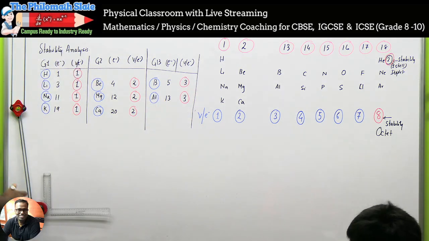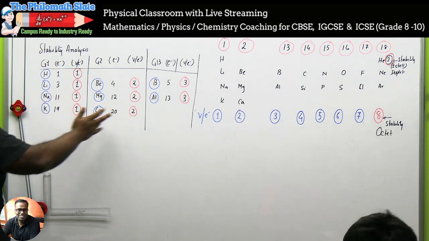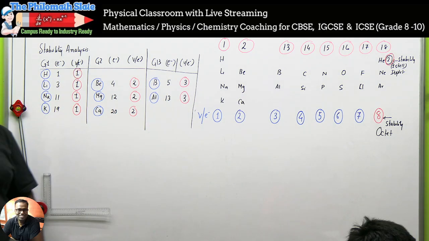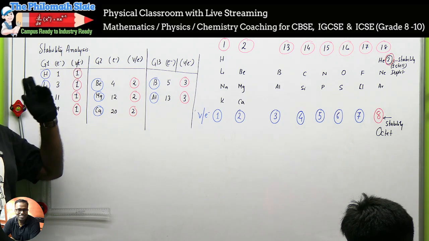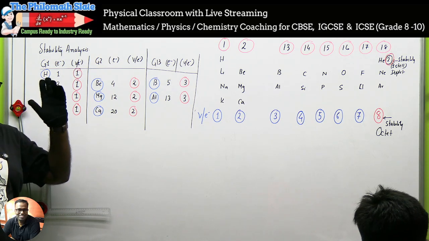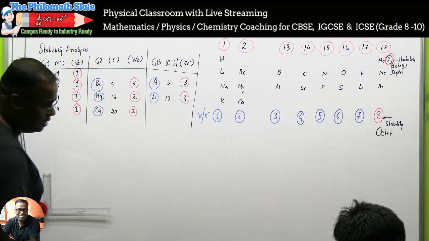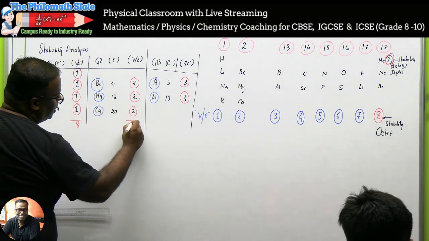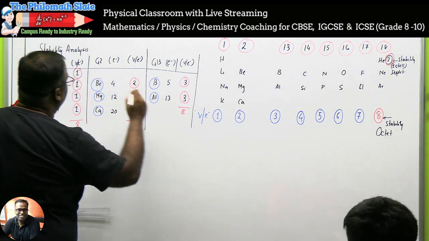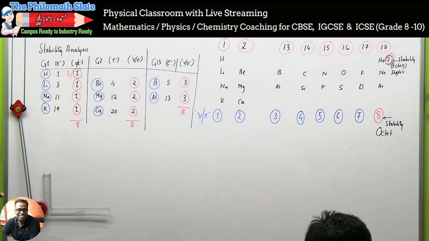Okay, right. So in order to become stable, these figures should be 8, except for hydrogen. Hydrogen is 1 shell, so hydrogen should become 2. Hydrogen cannot become 8. Every one of them should become 8, except hydrogen, hydrogen should become 2. Have you understood this or not? Why hydrogen should become 2? Hydrogen has got only 1 shell.